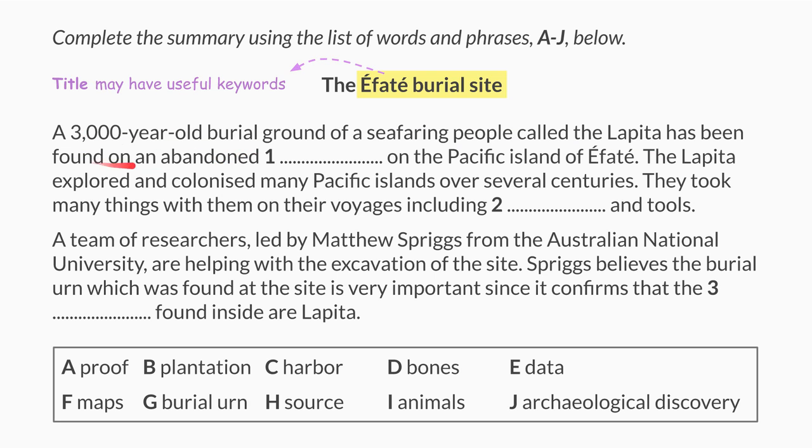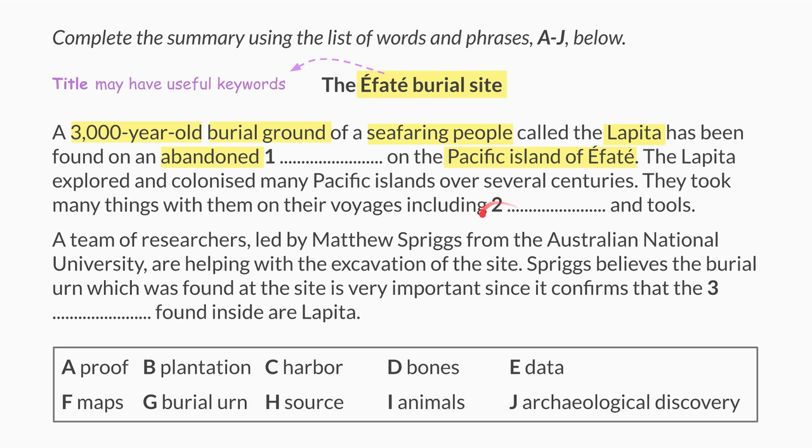So in the first sentence right here, these are the keywords for this first sentence. 3,000-year-old, burial ground, seafaring people, Lapita, abandoned, and Pacific island of Efate. So we've got some good keywords right here. We've got 3,000-year-old, that's a great keyword. Pacific island of Efate, that is a proper noun, so also another great keyword. Let's move on to our second sentence.